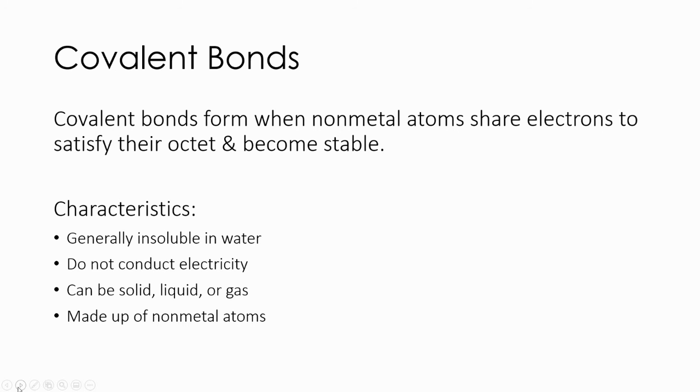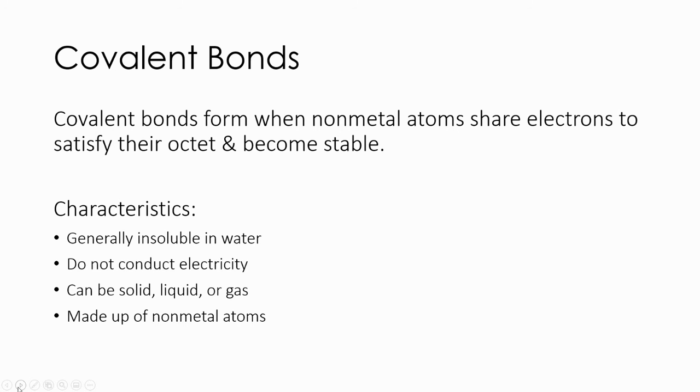So that takes us to covalent bonds. So just a reminder from what we've talked about before, covalent bonds form when non-metal atoms share electrons to satisfy their octet and become stable. So remember, when we're talking about non-metal atoms, we're talking about those atoms on kind of the top right-hand side of our periodic table, as well as hydrogen.